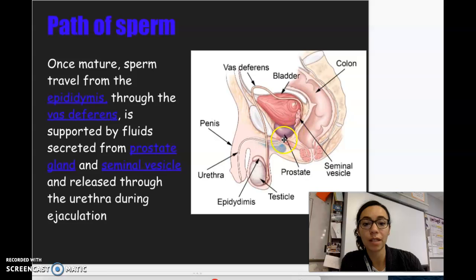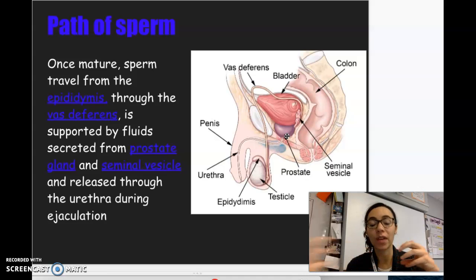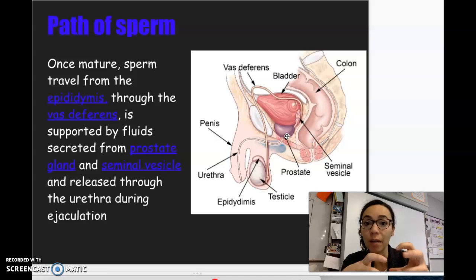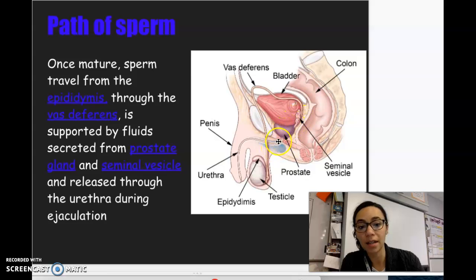All those guys are doing is helping to produce some fluids, basically like some food for the sperm, some fluids that help to make a more hospitable environment when they get into the vagina. Helps to regulate pH, things like that. So just kind of fluids that provide a good, healthy environment for the sperm to swim in. So once those are added, it's now called semen. So there's sperm mixed with those seminal fluids. So now the semen can travel through the urethra and then be released during ejaculation into the vagina.